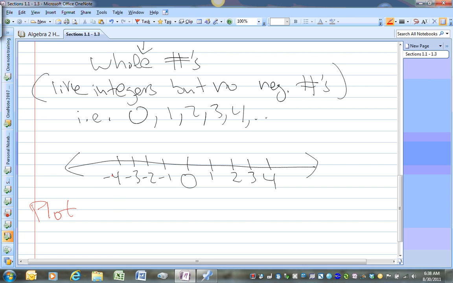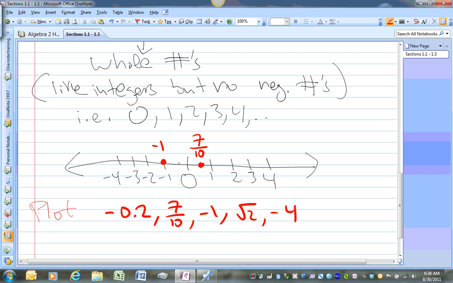Let's plot the following. Negative 0.2, 7/10, negative 1, root 2, and negative 4. Now negative 1, we'll do that one first because that's kind of easy. That's right here. 7/10 will be between 0 and 1 because the numerator is less than the denominator, but it's positive, so it's got to be between 0 and 1.